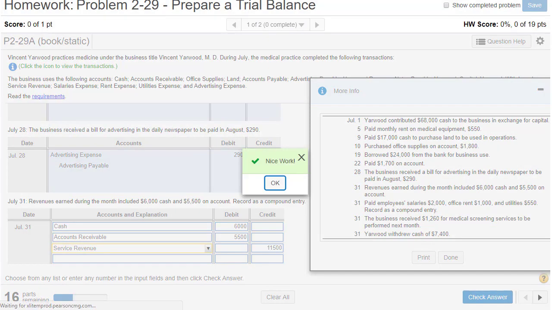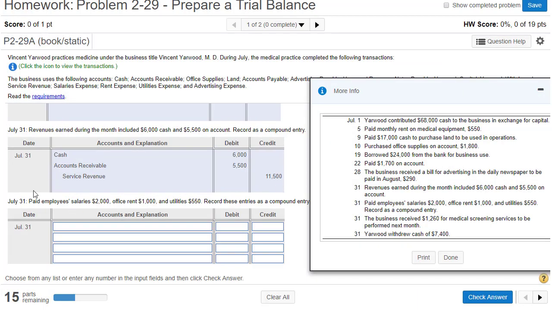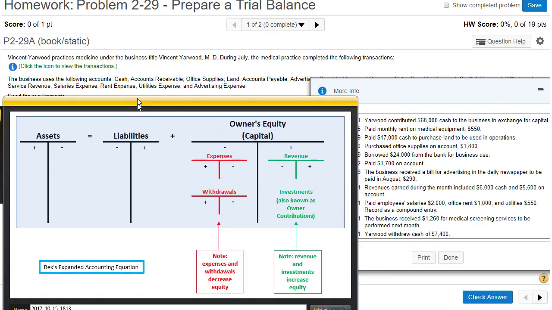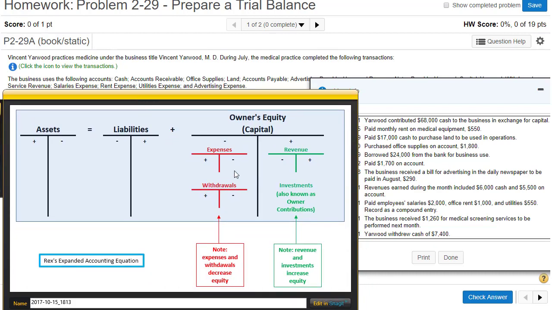So service revenue is increasing. And then July 31st, paid employees' salaries. We paid office rent and we paid utilities. Record these as a compound entry. So let's go with the employee salaries first. So if we have employee salaries that we're paying our employees, we have an expense, a business expense.